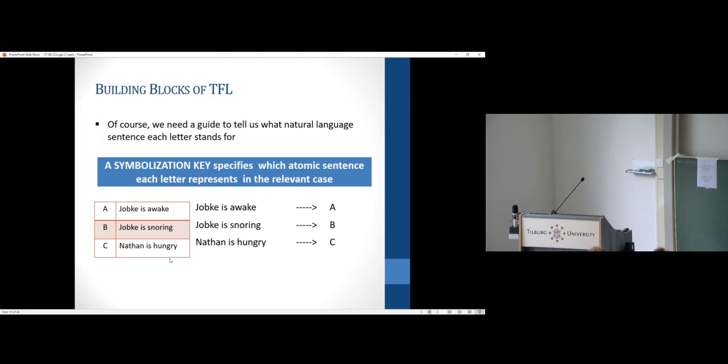Again, these kinds of symbolization keys basically just tell you how to read the representation of an English argument in TFL, or vice versa, to go from TFL back to, say, an English or Dutch argument. It tells you the mapping. But of course, if we're thinking purely in terms of TFL, this is not part of it. This is helping us understand what the TFL argument's relating back to. Cool? Okay.